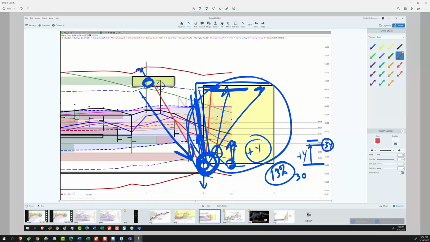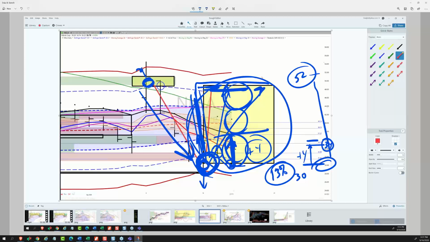And here it's got 1/3 of that move already on one day. 1, 2, 3. That would be cool. This is 52. This is 30. That's $22. That's a 60% move. That's why I'm interested in Nikola.